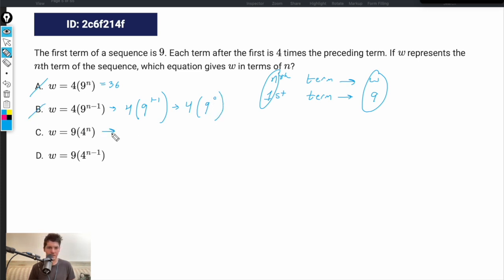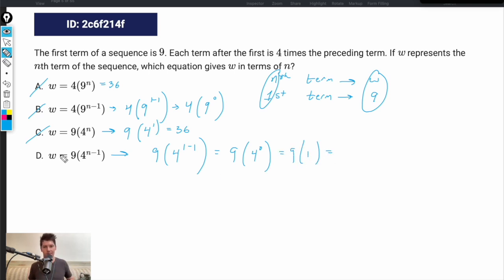This next one, 9 times 4 to the 1. Again, that gives us 36. And then this one, D, is going to work. 9 times 4 to the 1 minus 1. Again, 1 minus 1 is 0. 4 to the 0 is 1. And 9 times 1, of course, is just 9.